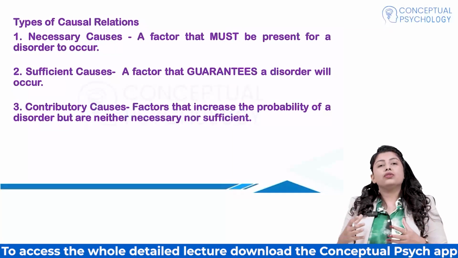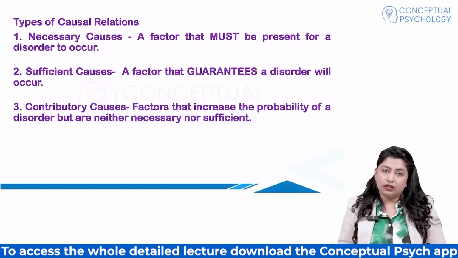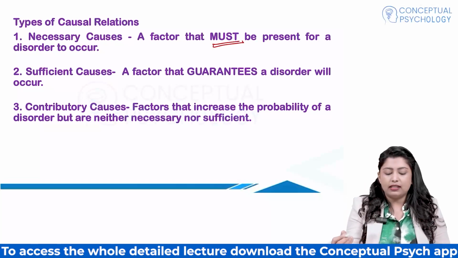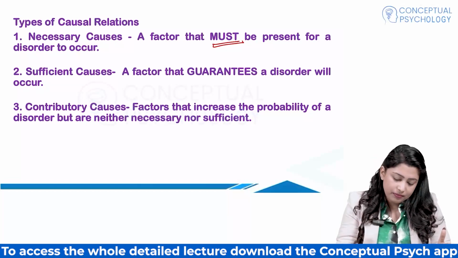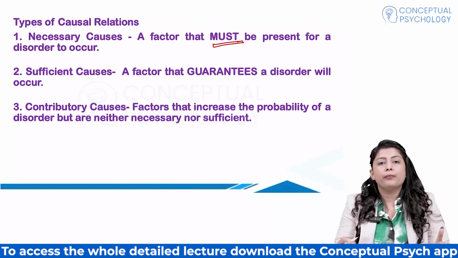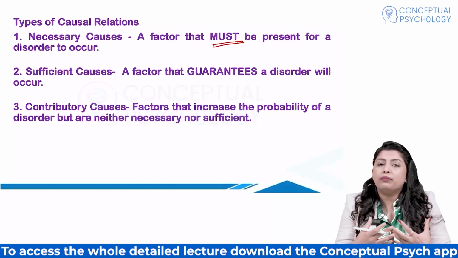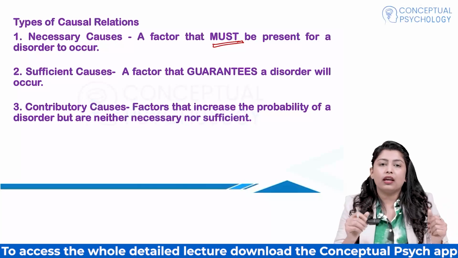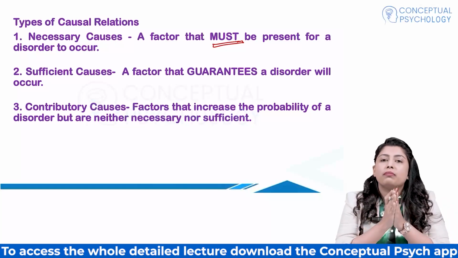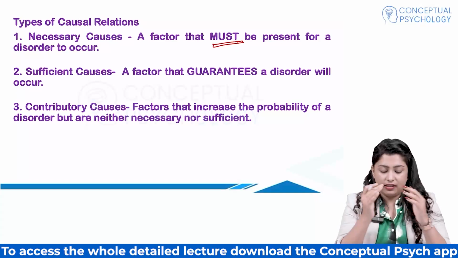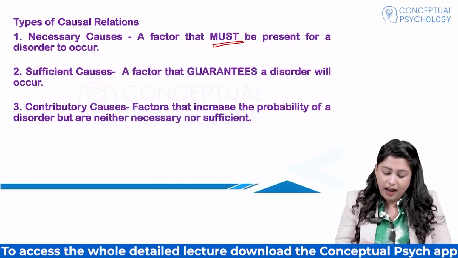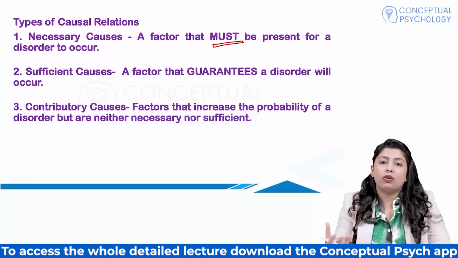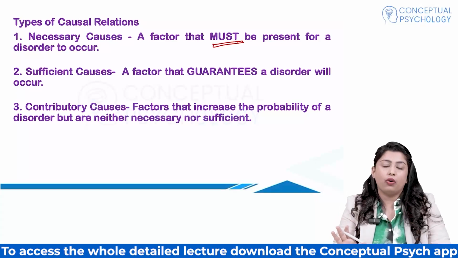Now, we will also be talking about the types of causal relations. So, the first is necessary causes: a factor that must be present for a disorder to occur. How can we understand this through an example? You cannot develop general paresis, a brain disorder, without first having syphilis. Okay, but in reality, most mental disorders do not have a necessary cause.